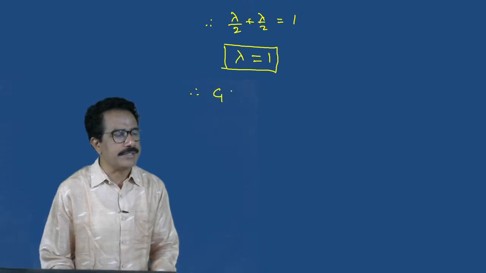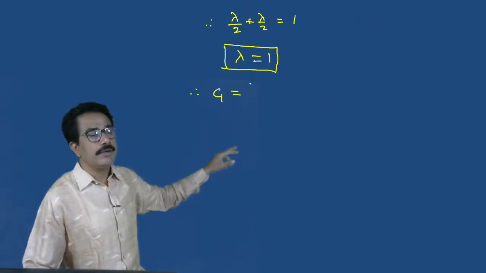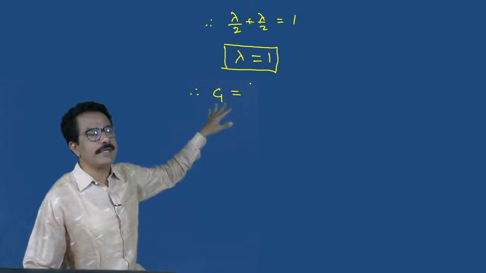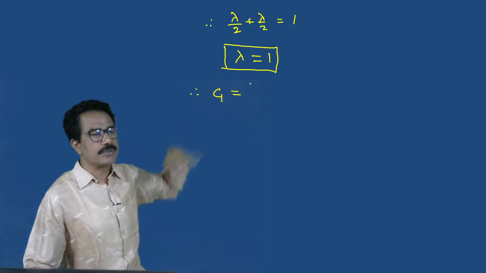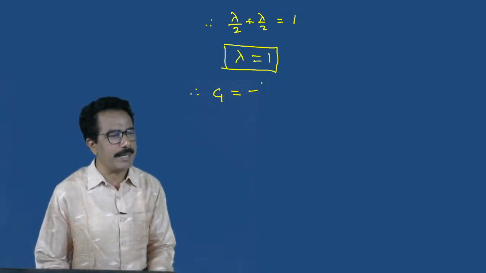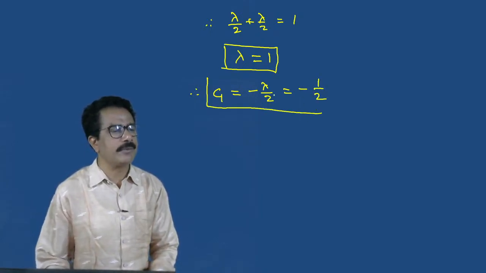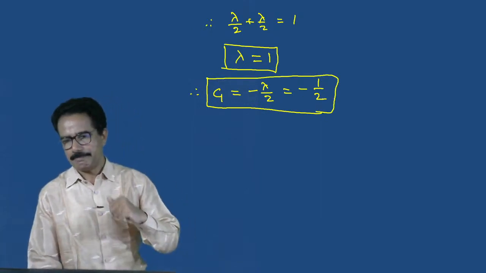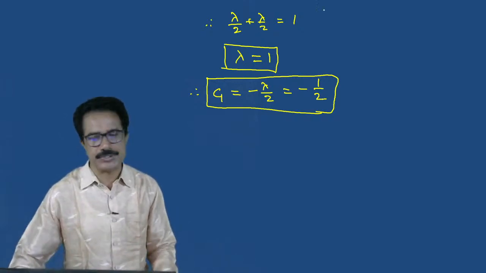Therefore we can write c1 is equals to... now if we get the value of lambda, then we can find the value of c1. So c1 is equals to minus lambda by 2, that is equals to minus 1 by 2. In this way we can find the values of lambda and c1.